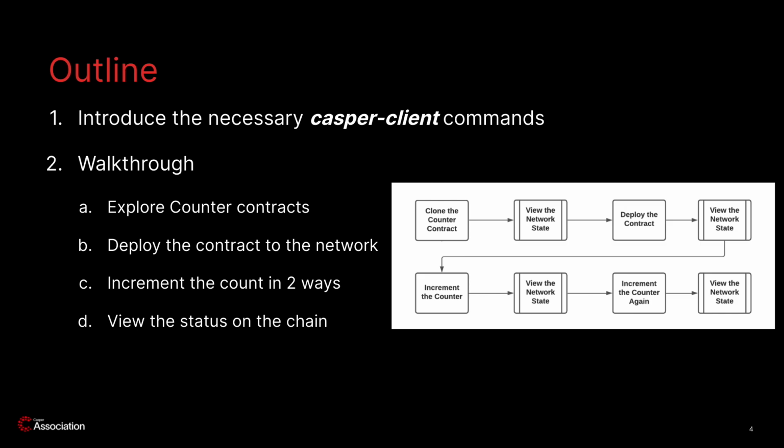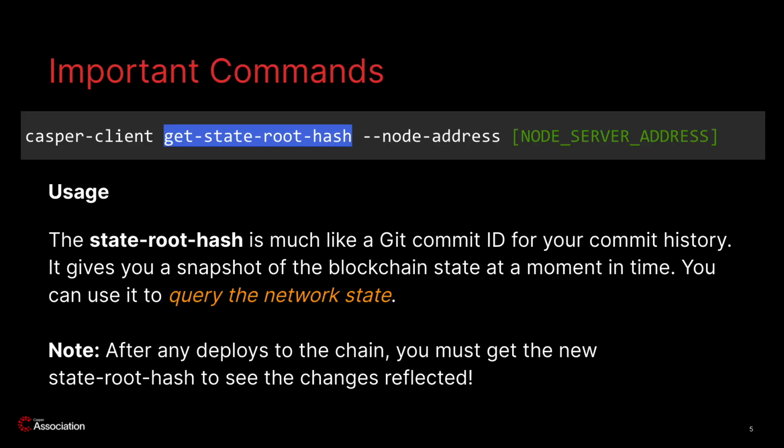So now that we have a sense of the big picture, let's first dive into the commands that we'll be using so we can demystify them a bit. So first up is the command get state root hash. And this is of course part of the Casper client, and that's why we needed to install it. The state root hash is worthy of a momentary discussion. You can think of it like a snapshot of a moment in time, much like Git's commit IDs for version control, if you're familiar with that.